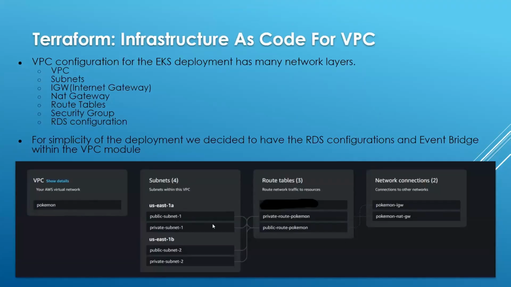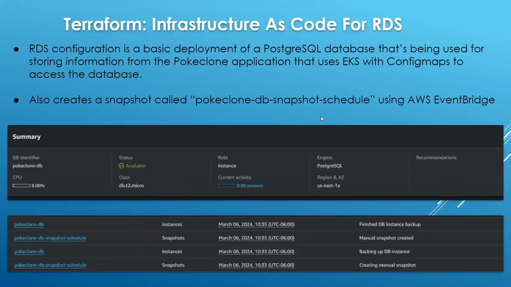This is just what was shown in our AWS console and how our network is configured: VPC, subnets, route tables, and network connections. You can see how they're all thoroughly connected. This just shows that our database is up and running, and also our EventBridge is doing its job by doing a scheduled DB snapshot.